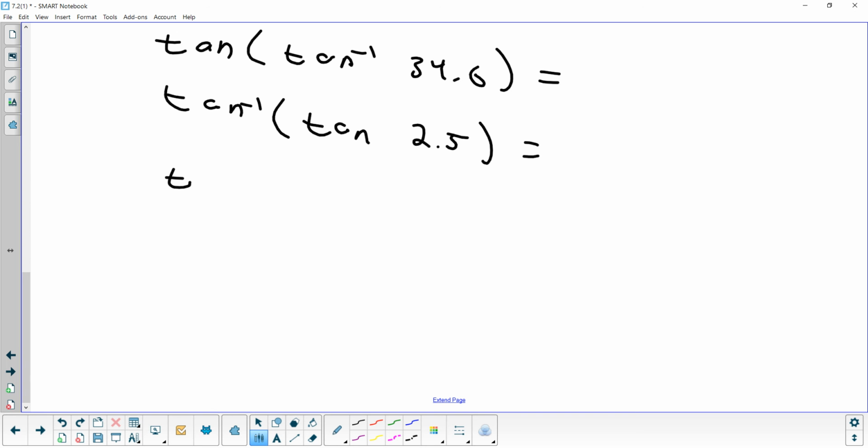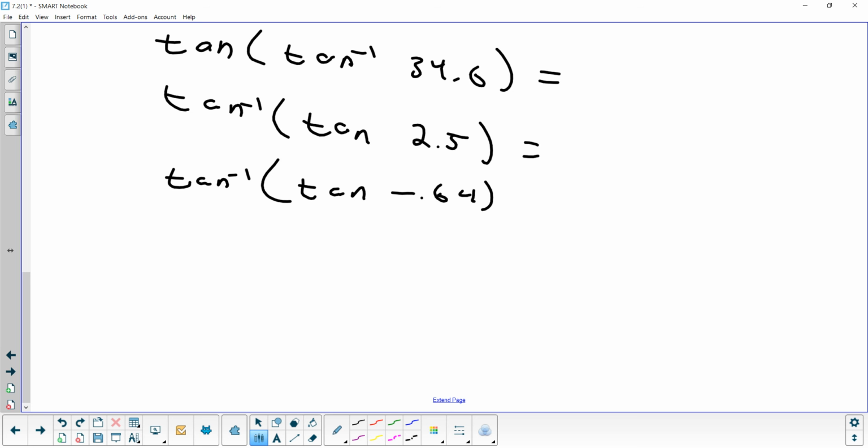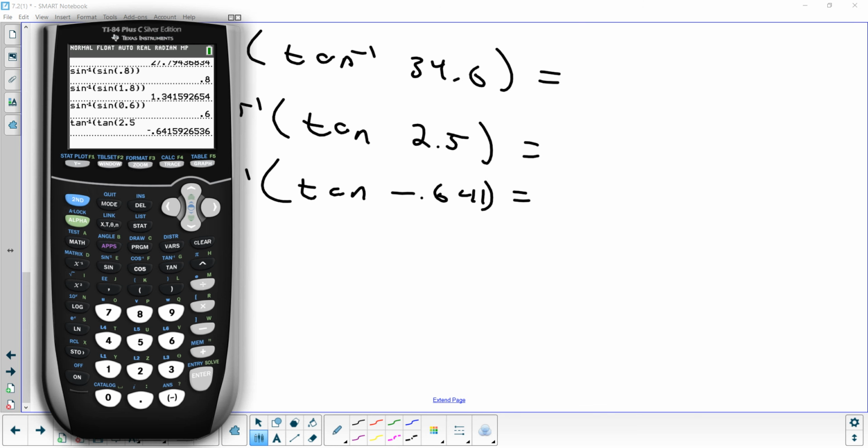Now, what if I did this? The inverse tangent of the tangent of negative 0.641. What would I get if I did that? Chris? I would get negative 0.641. Yep. So if you do the inverse tangent of the tangent of negative 0.641, you do get back negative 0.641.